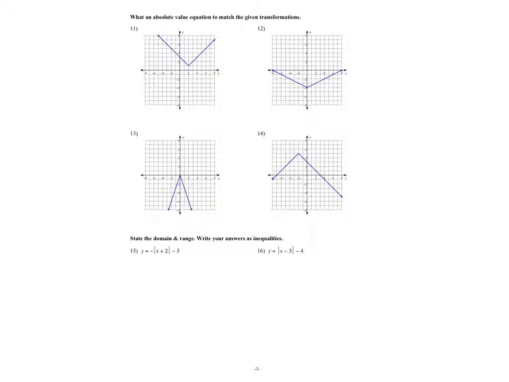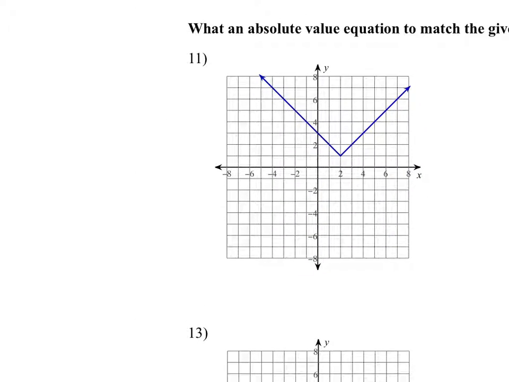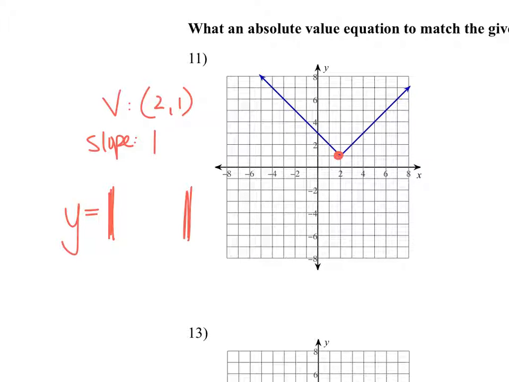So questions 11 through 14 are really taking that same concept and just working backwards. To do that, again, we need to know the slope and the vertex. So I've got a vertex here of 2, 1, and I have a slope of 1. So that means my equation is going to look like y equals a slope of 1. I don't even really have to write that down, so I'm just going to start my absolute value bars. Inside is opposite, so that's going to be x minus 2, and outside is the same, so that's +1.